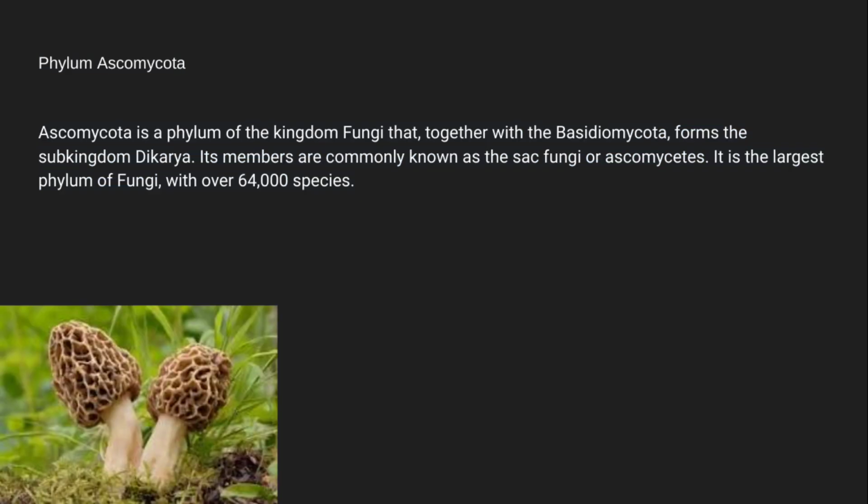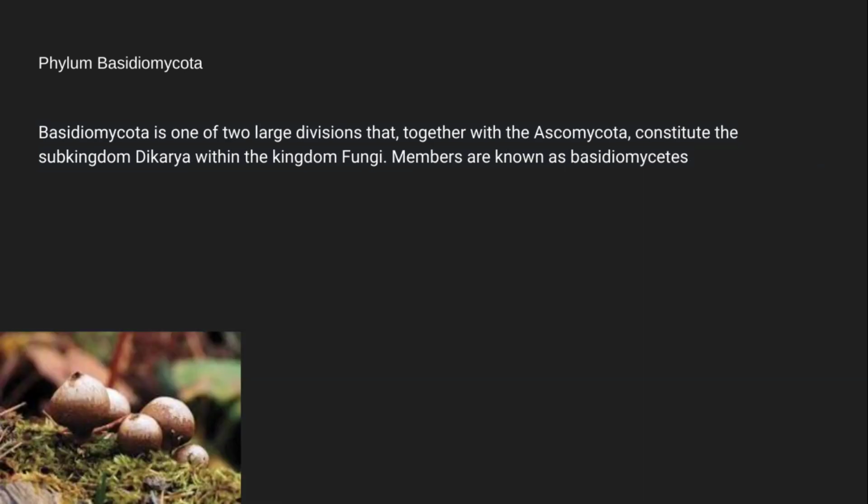Next, Ascomycota is a phylum of the kingdom fungi that, together with the Basidiomycota, forms the subkingdom Dikarya. Its members are commonly known as sac fungi or Ascomycetes. It is the largest phylum of fungi, with over 64,000 species. Then Basidiomycota is one of two large divisions that, together with the Ascomycota, constitute the subkingdom Dikarya within the kingdom fungi. Members are known as Basidiomycetes.